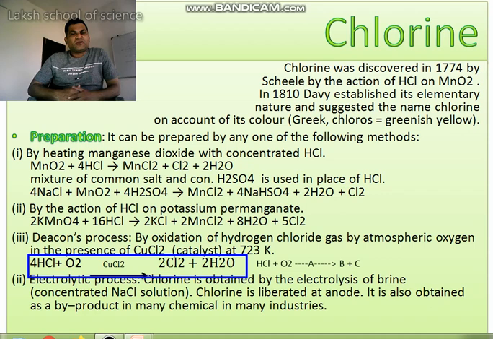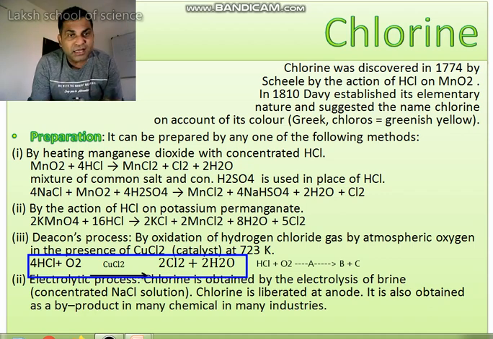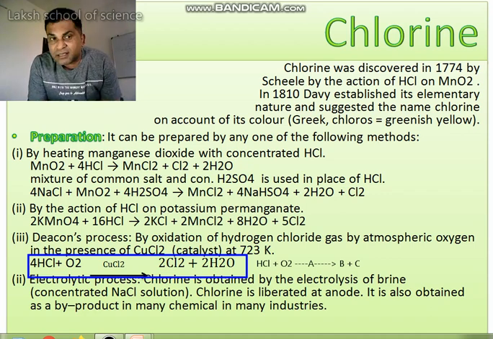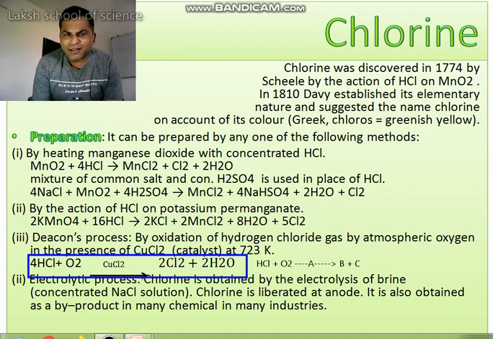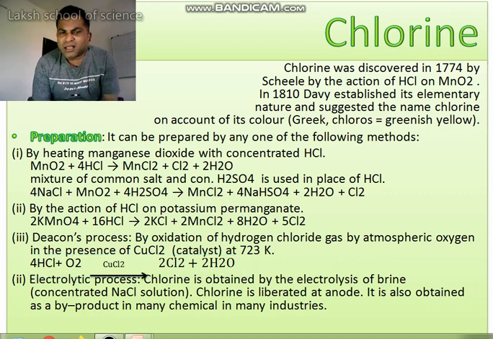The question is that HCl plus O2 gives, on the arrow there will be A, there will be B. So that's why you have to remember the preparation of chlorine industrially in this manner.